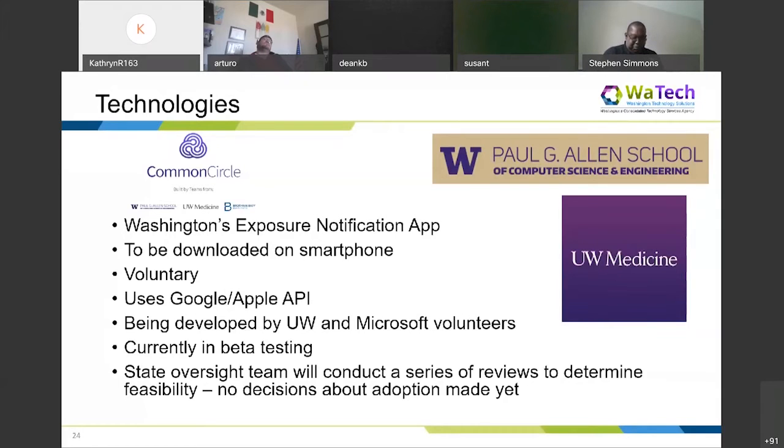But one thing to note is that there is a state oversight team that is reviewing the possible adoption of this technology to determine the feasibility. So there hasn't been a decision about adoption made yet, but it is being heavily researched and reviewed.